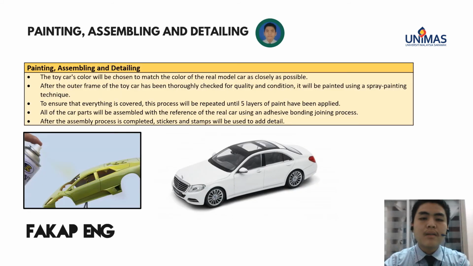Next is painting, assembling and detailing process. For painting process, the toy car color will be chosen to match the real model car as closely as possible. After the outer frame of the car has been thoroughly checked for quality and condition, it will be painted using spray painting technique. To ensure that everything is covered, a repeated painting process is done. Repeated painting process means that the painting is applied layer by layer. After the first layer has dried, the second layer can be applied until the fifth layer.